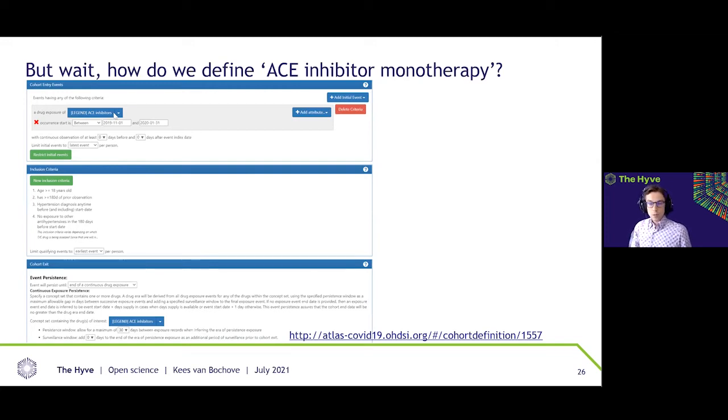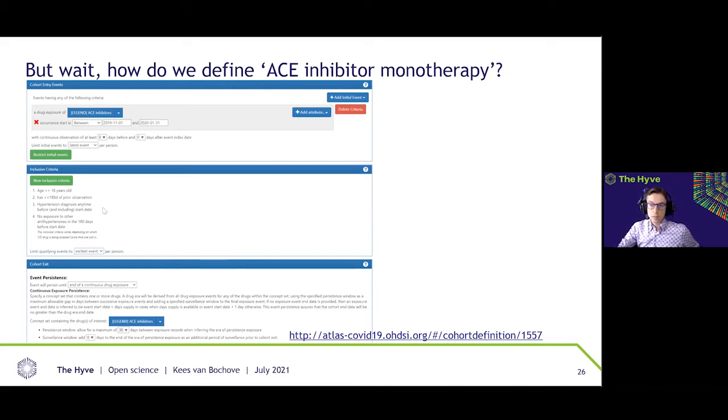Now, normally you would look over a long period of time, but here, because we have the coronavirus pandemic, we knew that there were likely to be almost no cases, let's say in January 2020. So we are looking here in a 2-month period for our people on ACE inhibitors. And we have a number of other criteria as well. And this really makes it a cohort.